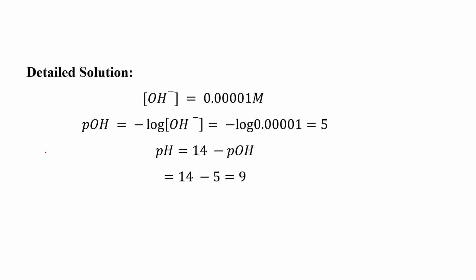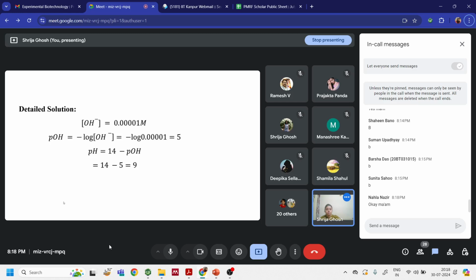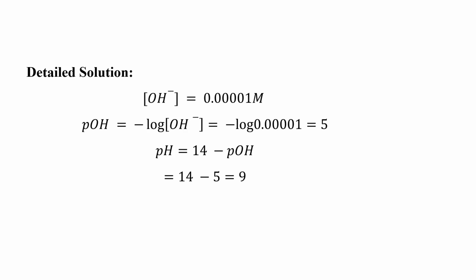So basically the OH minus ion concentration was given. We calculated the pOH. pOH is calculated as the negative log of the OH minus ion concentration, that is negative log of 10 raised to power minus 5, and you get the answer 5. And then pH is equal to 14 minus pOH, 14 minus 5 is 9. So the correct answer is option B. That's clear to everyone, I hope. So we'll move on to the next question.